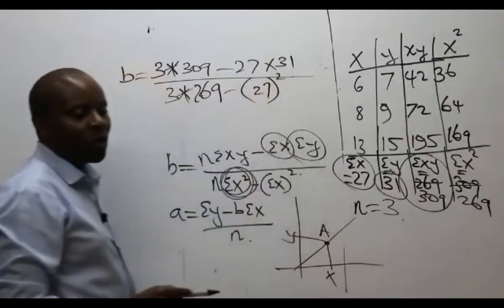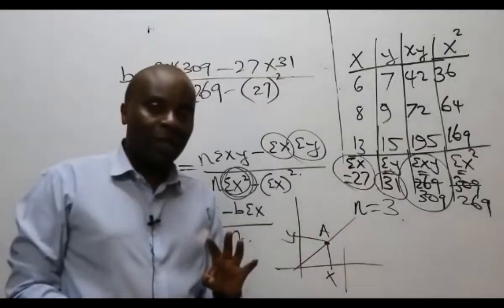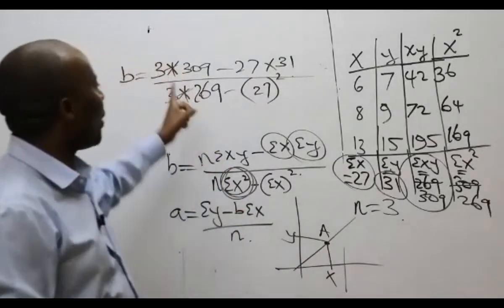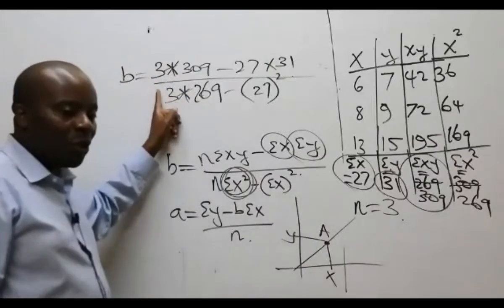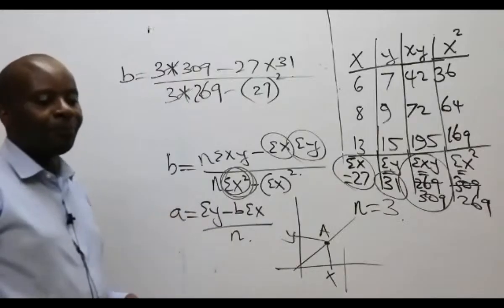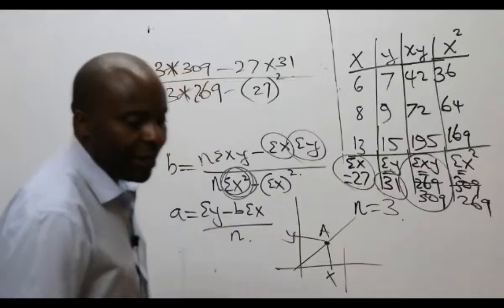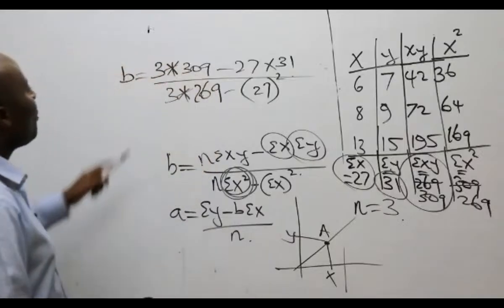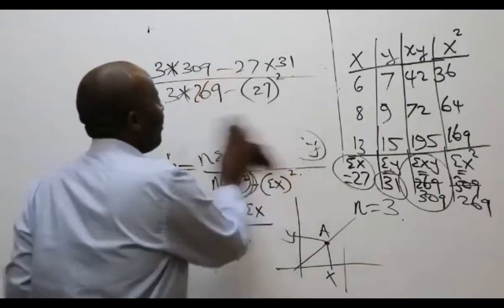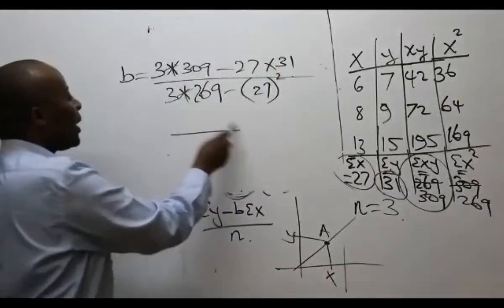We square. So could you kindly do me a favor, and a big favor for that matter? Please, using your calculator, give me the value of the numerator. According to Fatma Mohammed, it is 90. James Areba also says that if you take 3 times 309 minus 27 times 31, the numerator is 90.